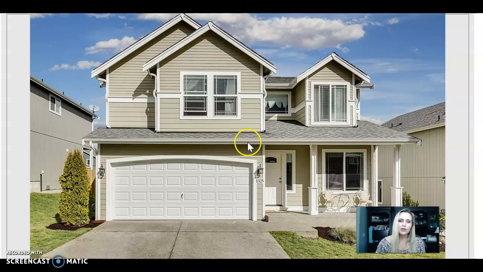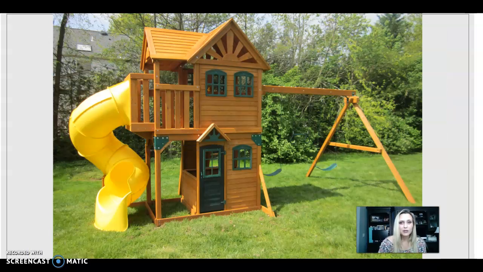Now let's see if we can identify the shape of this window, this one right here. It is a square. Very good job, guys. Last one, okay? I want you to tell me what shape this is right here, the one I'm outlining. It's a triangle. Good job.